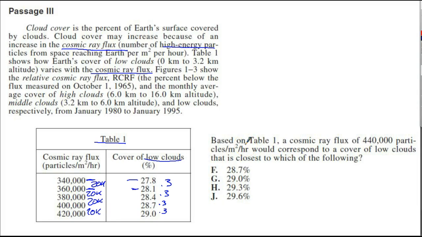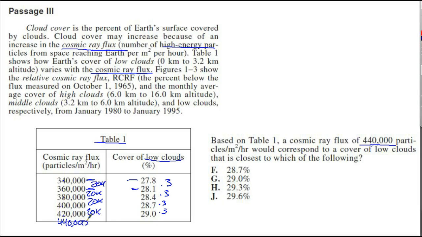And so we're looking at this question right here. Based on table 1, a cosmic ray influx of 440,000 particles per meter squared per hour would correspond with a cover of clouds that's closest to which of the following? Well, if this was 40 and 60 and 80 and 100 and 20, the next one would be 440.